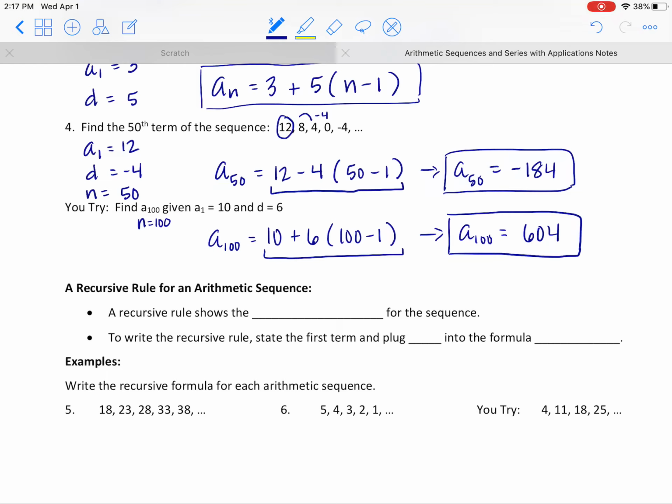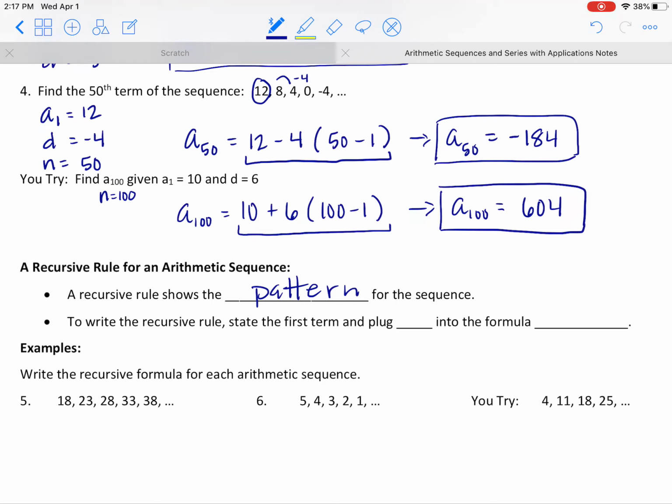We also have what we call a recursive rule. It's also a formula, but not really as helpful as the other. The recursive rule is basically just showing the pattern. It's a mathematical way to show, or state, the pattern for a specific sequence. To me, this one is not really useful. We don't really do anything with it. It's just to state what the pattern is.